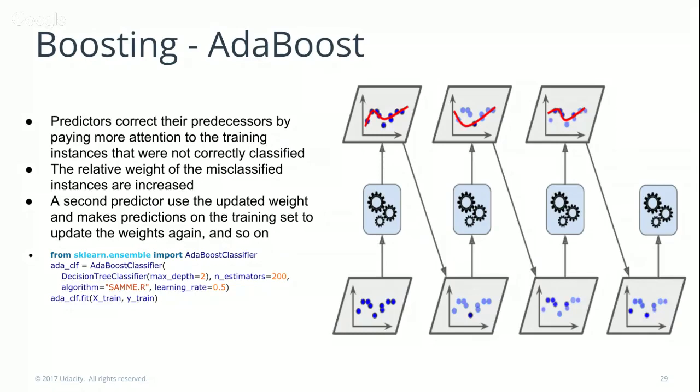What we do then is the relative weight of the misclassified instances is increased. So we punish the models that are misclassifying more points, and we reward the models that are classifying more points correctly. We then use the second predictor with the updated weights to make predictions on the training set, to update the weights again, and so on. And at the bottom here, I've included some code from sklearn showing how to code an AdaBoost classifier using a decision tree as the weak classifier.